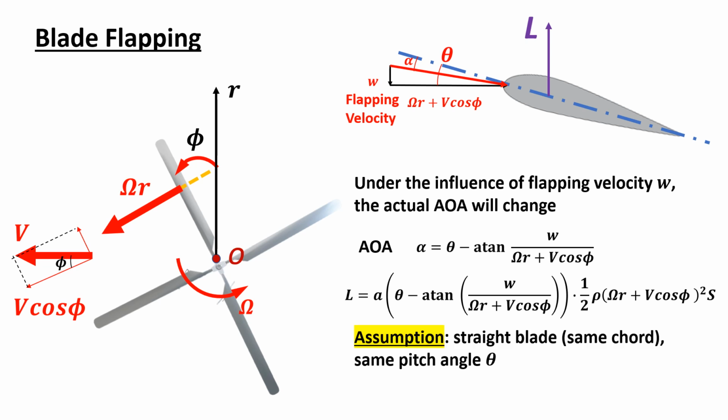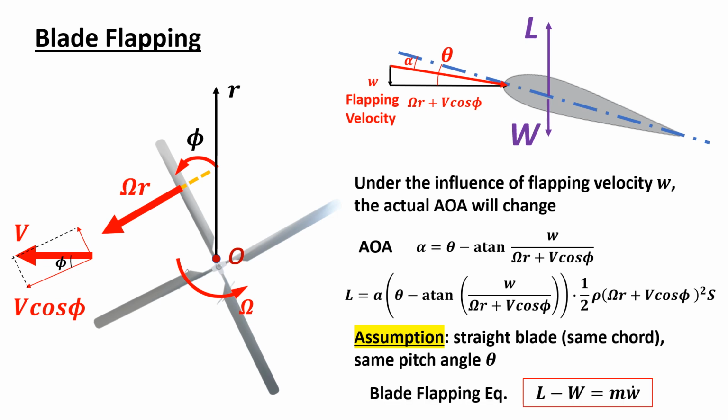airfoil or the blade. There are two assumptions actually applied. First of all, it's a straight blade. They have the same chord from the hub to the tip. The other is the same pitch angle. So along the blade, the pitch angle stays the same. Okay, now we have the lift. We also know there's a weight acting on the airfoil or the blade. So then we can write down the simplified blade flapping equation using Newton's second law. It is lift minus weight equals mass times the vertical acceleration.